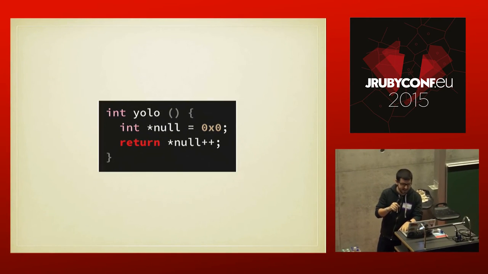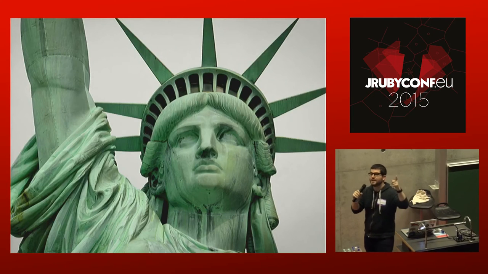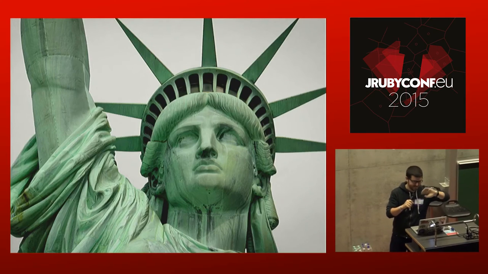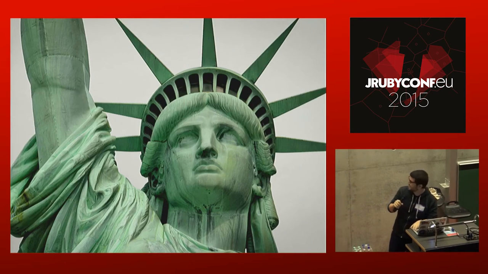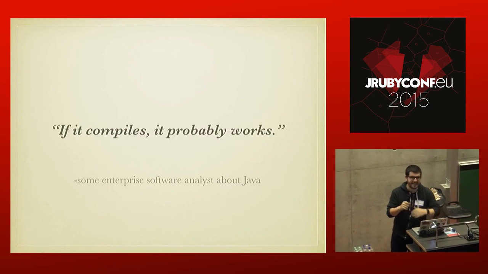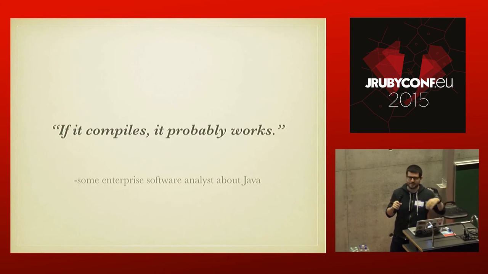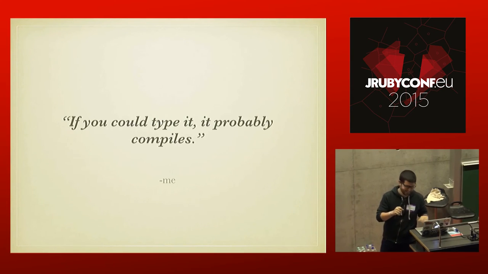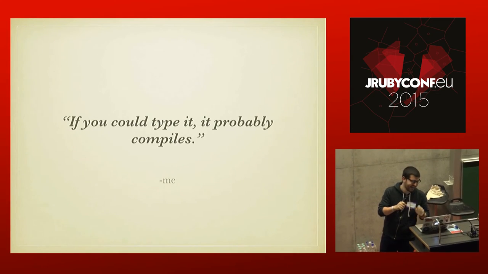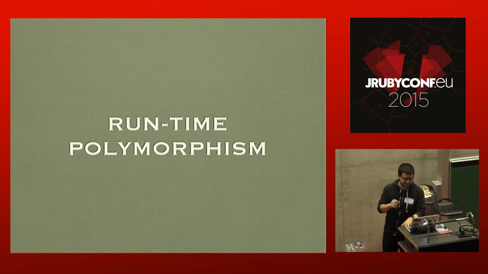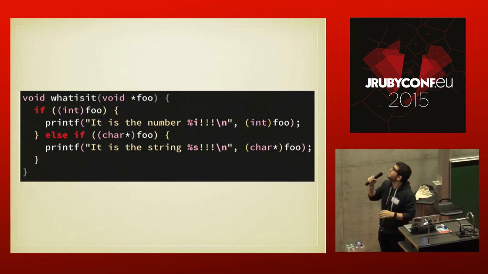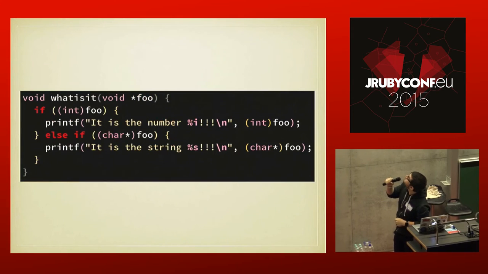It's pretty nice as well. It's a bit unsafe, but it gives you a lot of freedom. It's really good. Freedom. Well, if you've done any Java, if it compiles, it probably works. Well, with these languages, if you could type it, it probably compiles. That's even better. It also has runtime polymorphism with void star. It's pretty nice. So you can have a function that takes different arguments of different types.